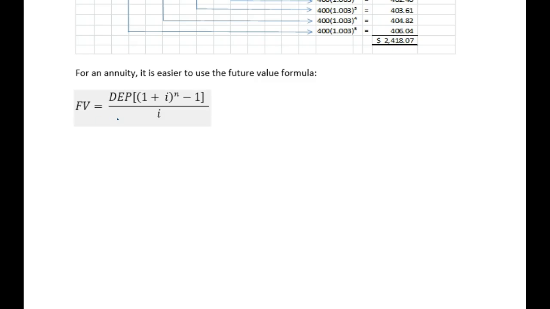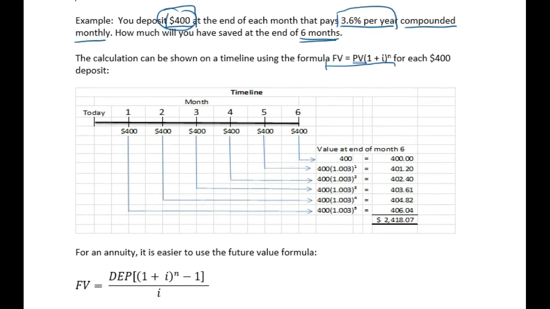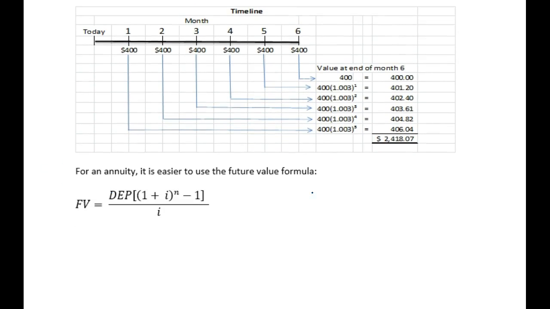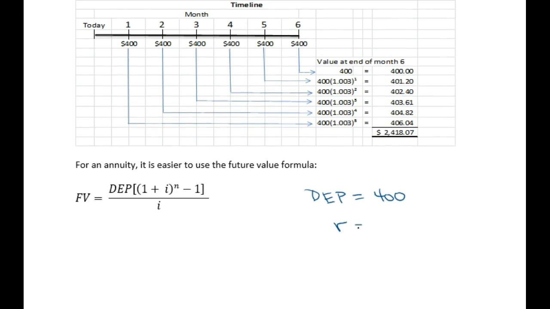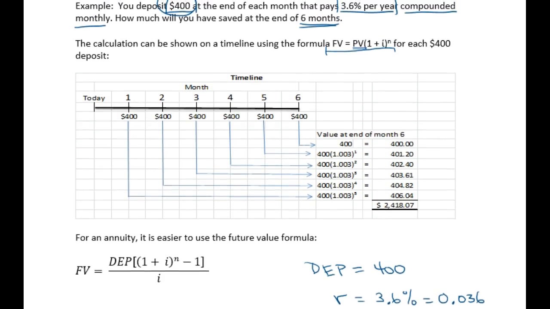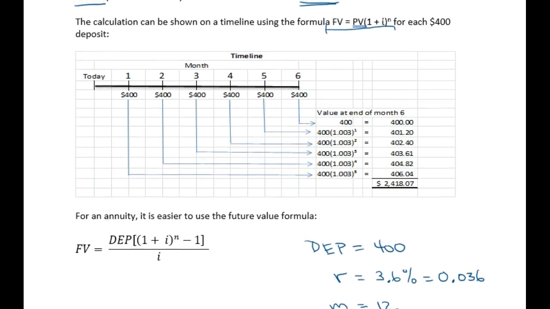So we have our future value formula. So let's put down the values that we know. So we know we're depositing $400 at the end of each month. So that's my deposit. So DEP, $400 at the end of each month. And then we have 3.6% per year. So that's our rate of interest, 3.6%. And again, we know we have to write that in decimal format. We have the idea that it's compounded monthly. So our M value, or our compounding periods, every month we're going to do it. So our compound value is 12.